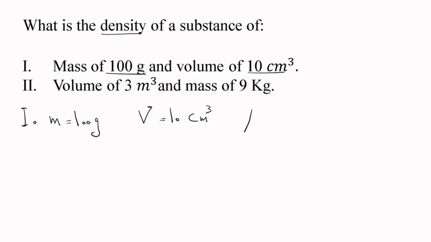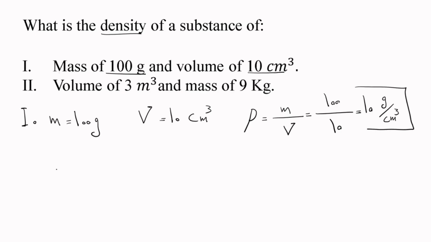I'm going to write the formula. Rho is equal to m, which is mass, over volume. First of all, I must check whether the units are corresponding or not. Yes, here I have mass based on gram and volume based on cubic centimeter. So the unit of rho is going to be gram per cubic centimeter, and those units are corresponding to each other. So the unit conversion is not needed here. Let's calculate the rho. I have the mass 100 gram and volume 10. It's going to be 10 gram per cubic centimeter, and this is the answer of the first part.